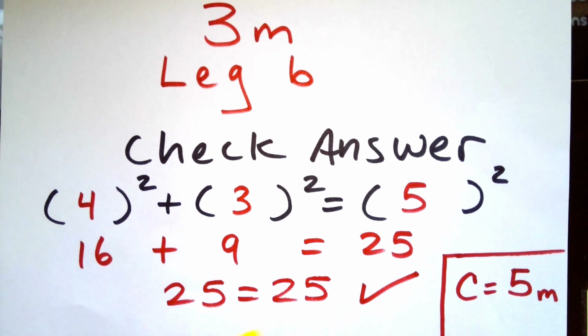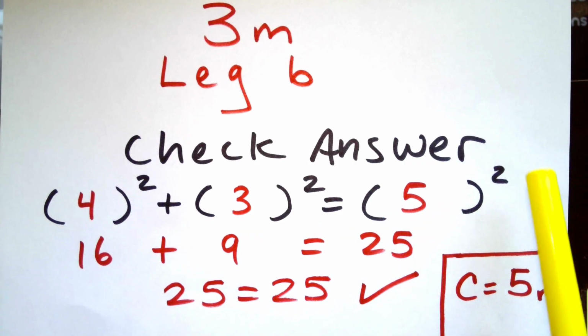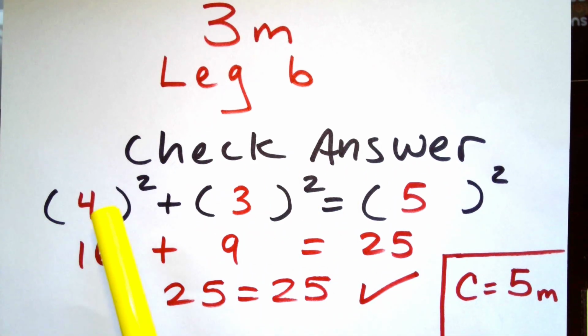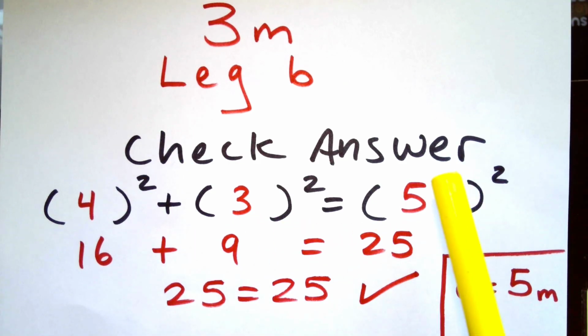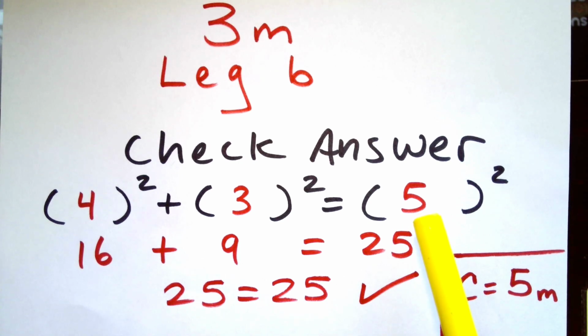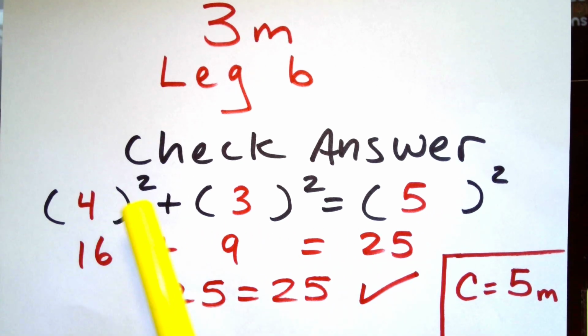Again, I'm going to go a little bit slower. A squared plus b squared equals c squared. That's the formula. I substitute my value of a as 4, my value of b is 3, and we discovered that c was 5. This is how you check your answer. Square each of these values. If the left side equals the right side, 25 equals 25, yes, that answer is correct. C has got to equal 5 meters.